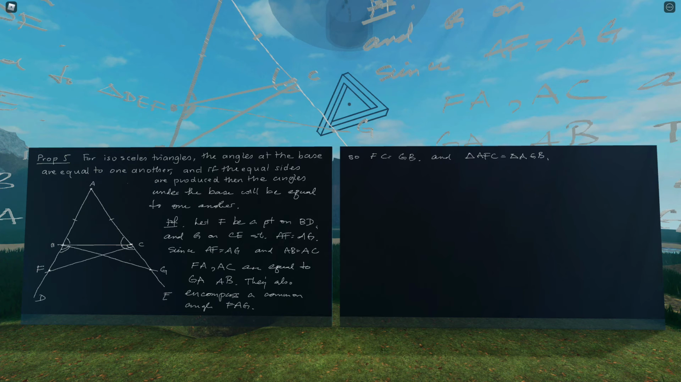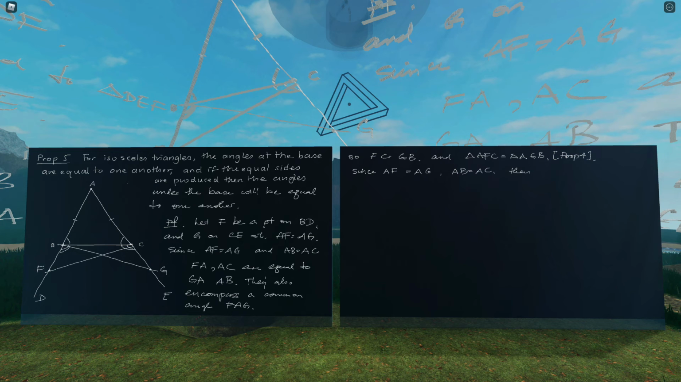And the remaining angles subtended by the equal sides will be equal in the corresponding remaining angles. So I won't write that down. So this is essentially just proposition 4, right? Using the fact that SAS and triangles are then congruent. And so, right, since AF is equal to AG, and AB is equal to AC, right?